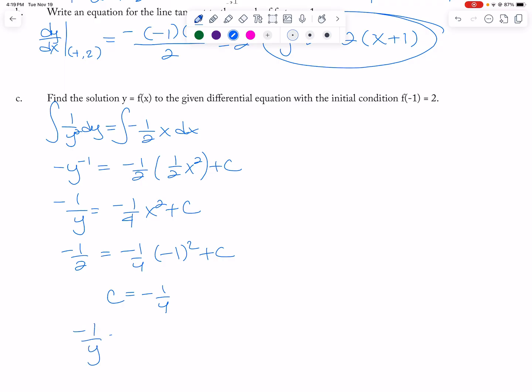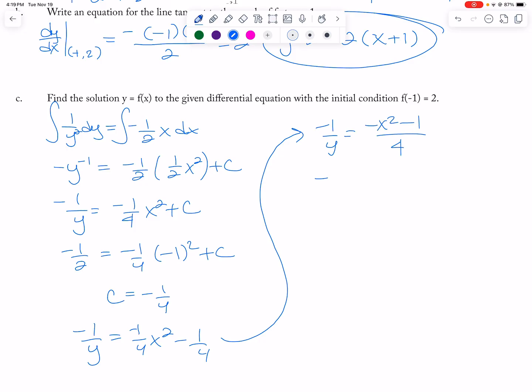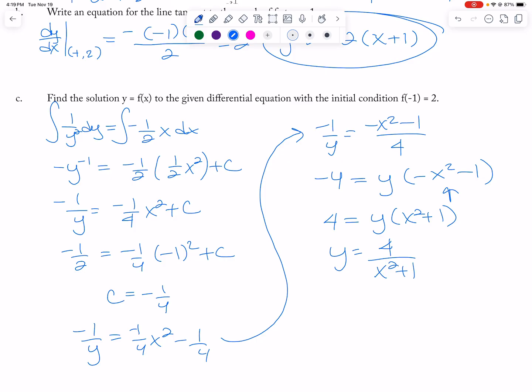So negative 1 over y is equal to negative 1/4 x squared minus 1/4. So negative 1 over y is equal to, I can find a common denominator, so negative x squared minus 1 over 4. So cross multiply, negative 4 is equal to y times negative x squared minus 1. I can factor out a negative 1 in here, multiply everybody by negative 1, so 4 is equal to y times x squared plus 1. So then y is 4 over x squared plus 1.